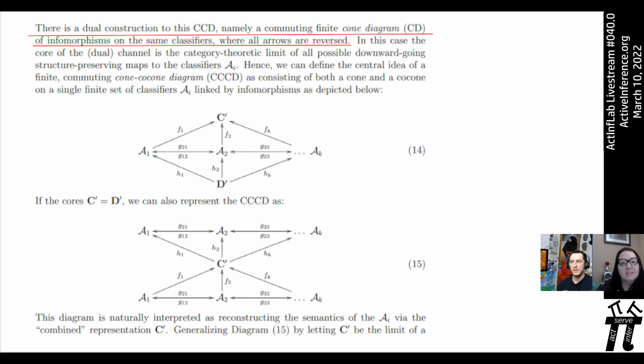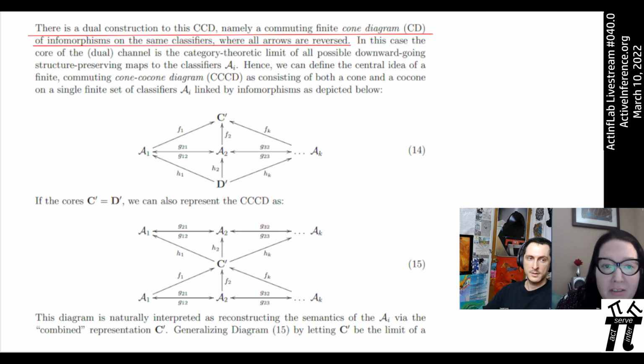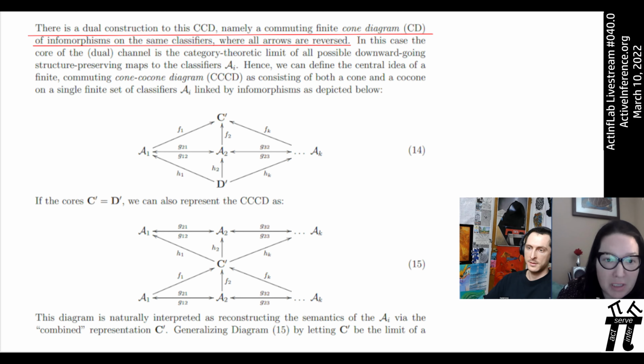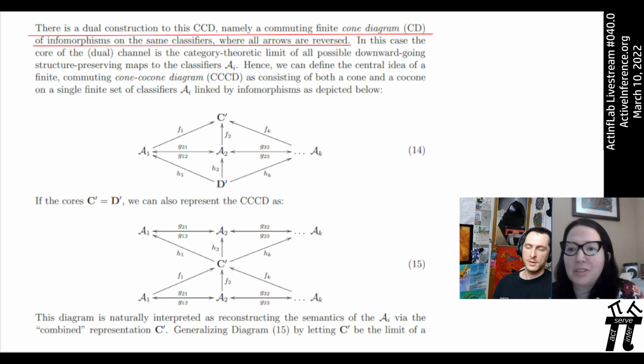No. Awesome. Okay. So this slide is talking about the cone diagram, but something to point out is that there's the dual construction. That is when it commutes. I think I did say that already. When the infomorphisms on the same classifiers have all the arrows reversed, when it's reversible, then that's a commuting cone diagram. So non-commutativity is the opposite of that, right? We're going to talk about non-commutativity as we go forward.